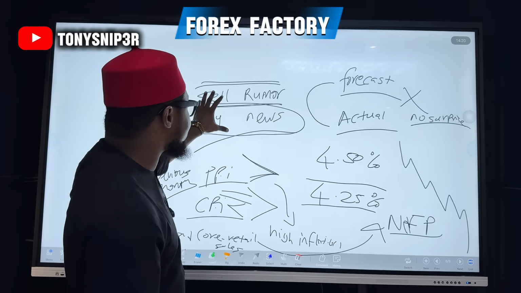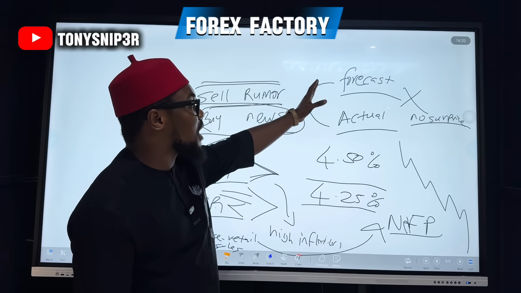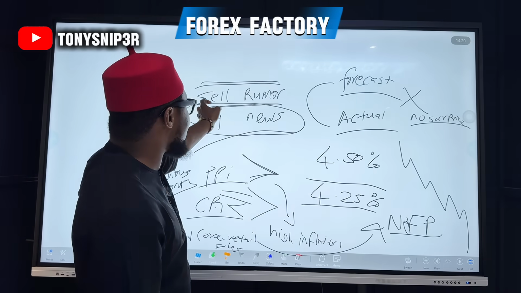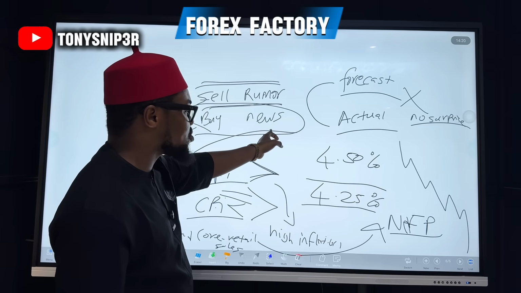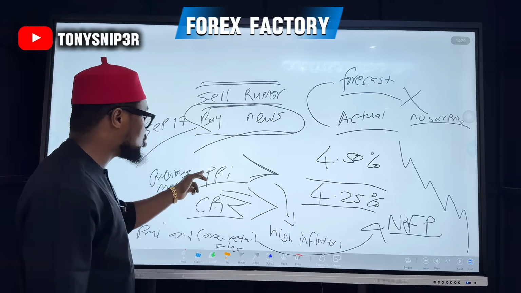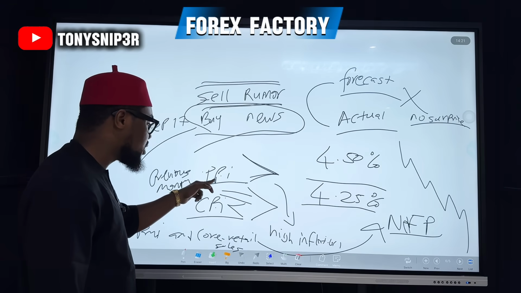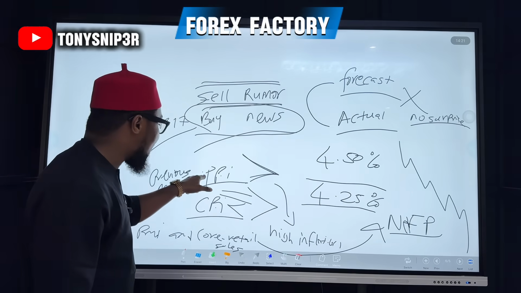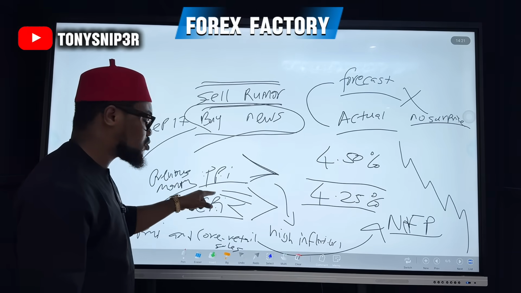Interest rate decision. Once the forecast comes out as the actual, it is no longer a surprise. Meaning they've been selling the rumor and now they will buy the news. Then we move to inflation. PPI and CPI. You use the previous month's PPI to judge the current month's CPI. Then you use PPI and CPI to determine what?